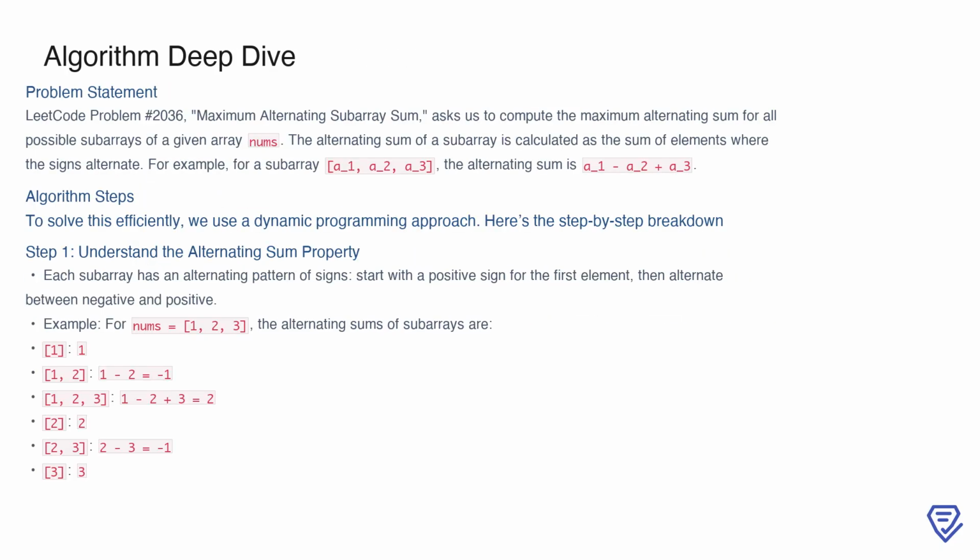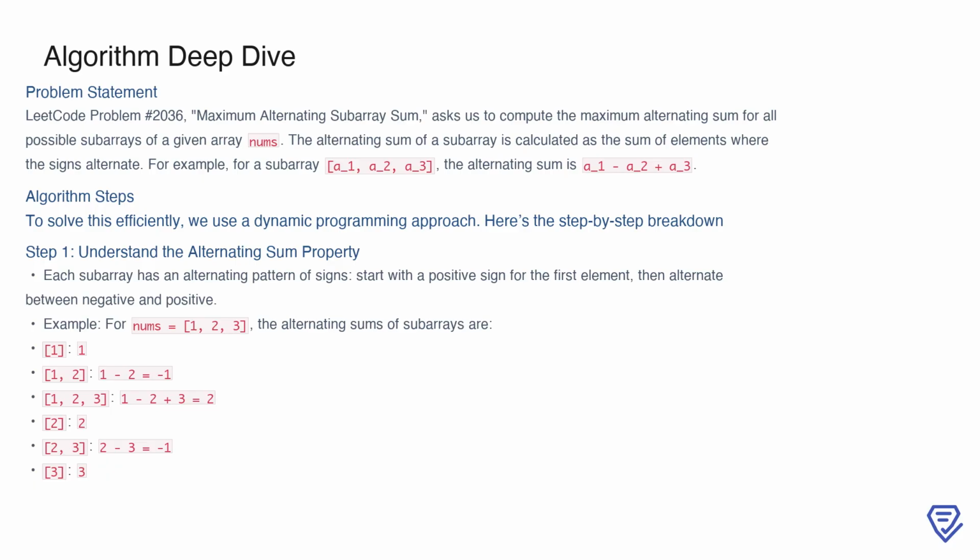In this problem, we are tasked with finding the maximum alternating subarray sum for a given array of numbers. The alternating sum for a subarray means calculating the sum where the signs of the elements alternate. For example, in a subarray like A_1, A_2, A_3, the alternating sum would be A_1 minus A_2 plus A_3. To solve this, we'll use a dynamic programming approach.